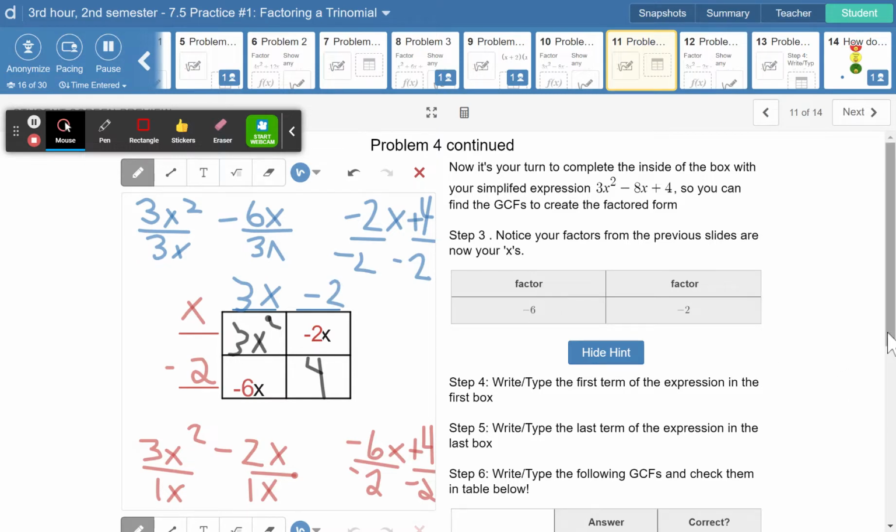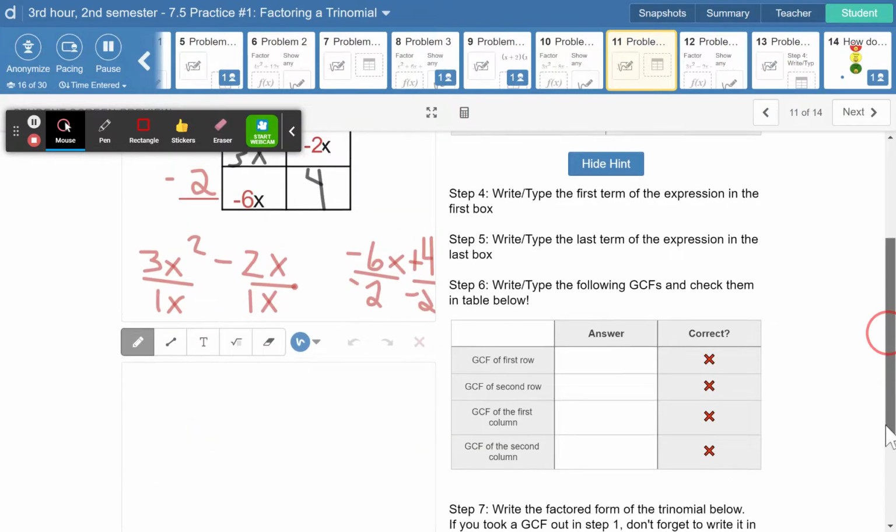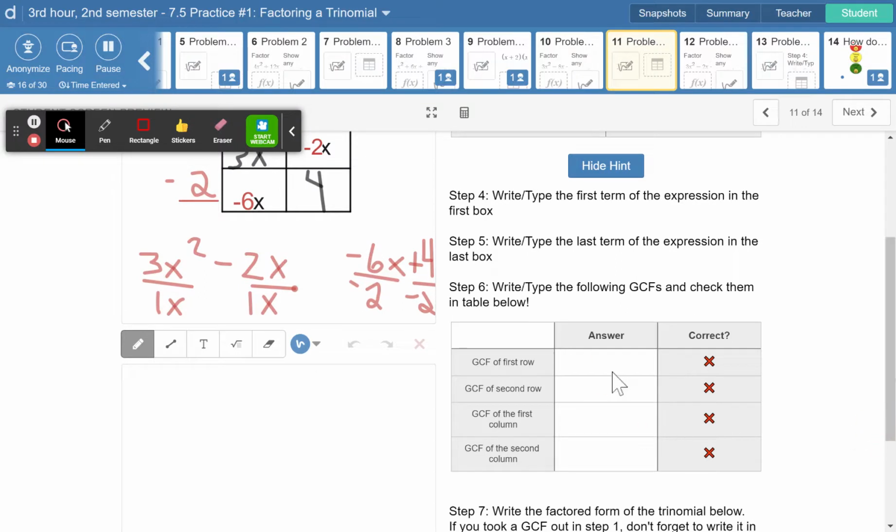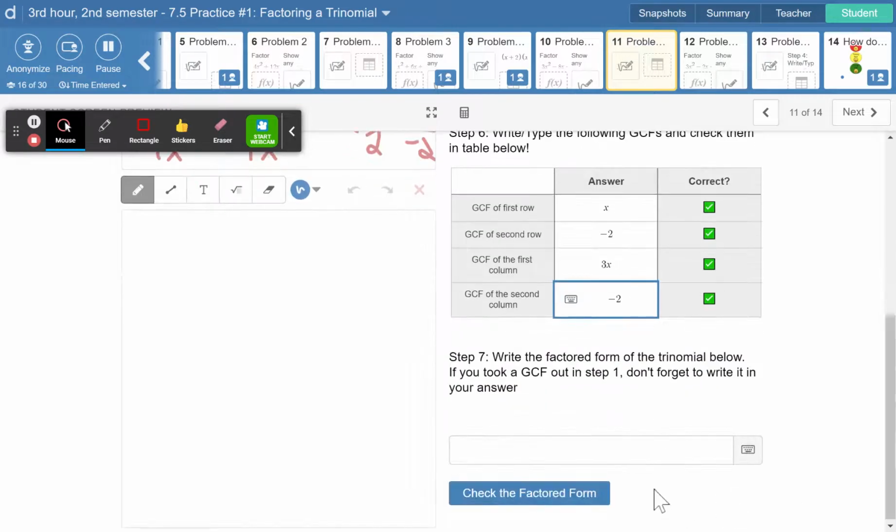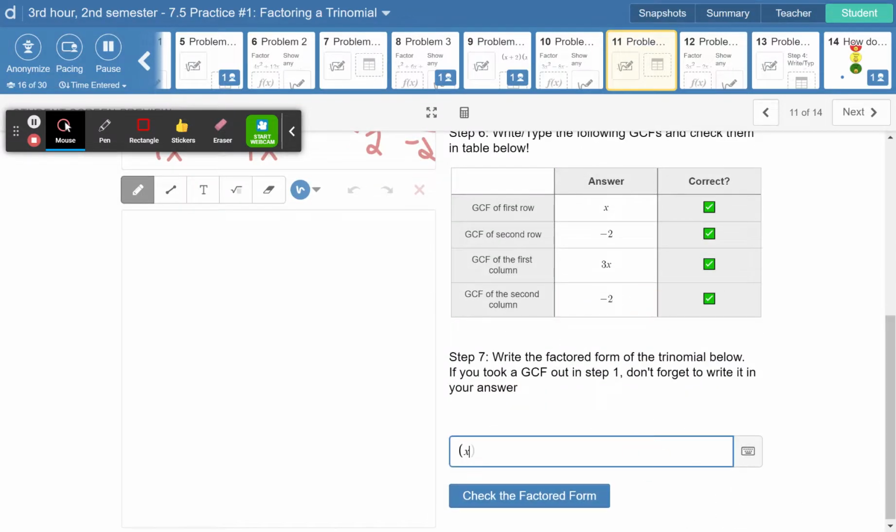So let's check it in the table. So we had just an x, we had a negative 2, then we had another 3x, and then we had a negative 2. So then x minus 2, and then 3x minus 2 as well.